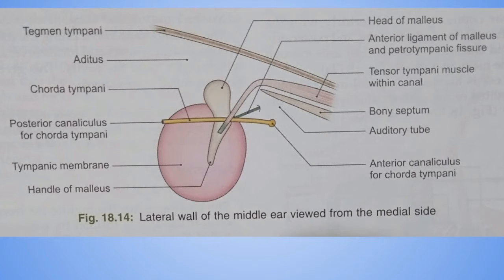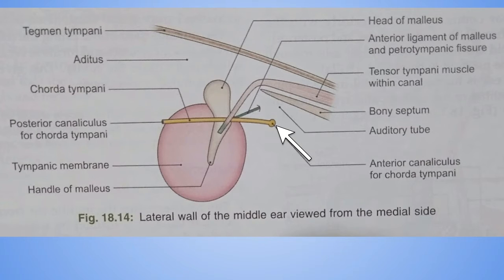Near the tympanic notch there are two small apertures, that is the petrotympanic fissure and the anterior canaliculus for the chorda tympani. First of all, the petrotympanic fissure. This fissure lies in front of the upper end of the bony rim. It lodges the anterior process of the malleus and transmits the tympanic branch of the maxillary artery.